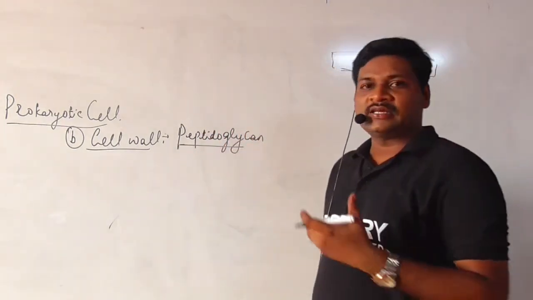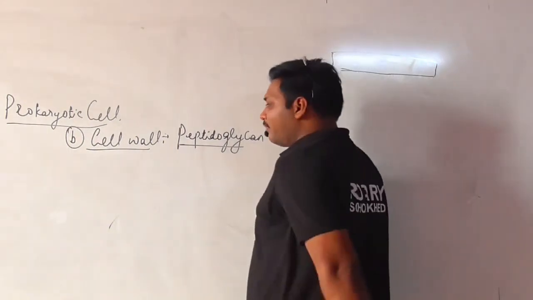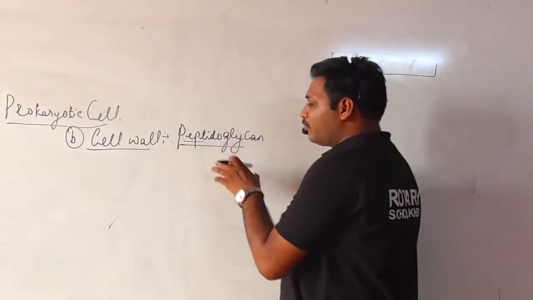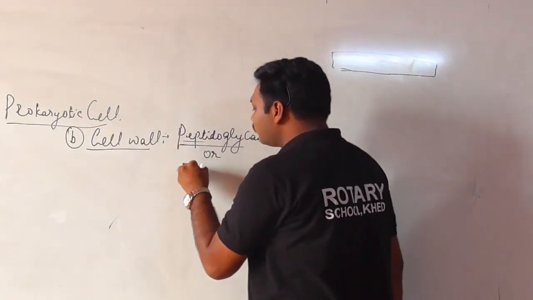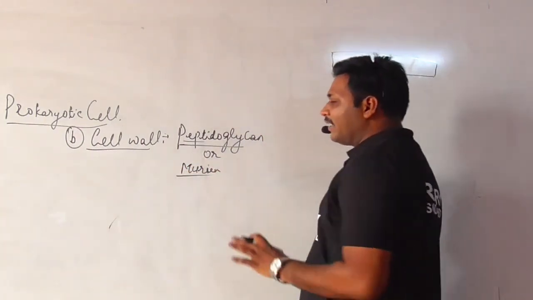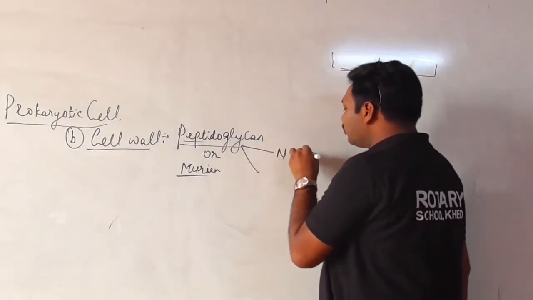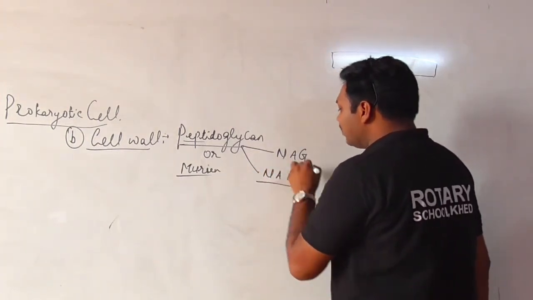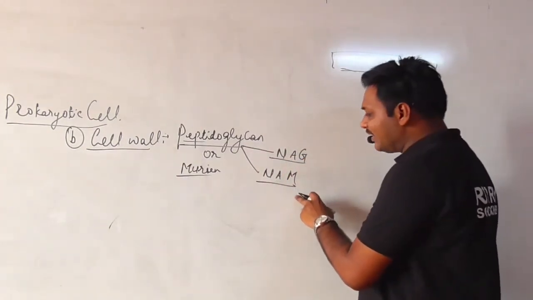Peptidoglycan is a complex kind of compound. Peptido refers to protein, and glycan means a kind of sugar. It is also referred to as murein. I have discussed that peptidoglycan is composed of two different cross polymers, N-acetyl glucosamine and N-acetyl muramic acid, that is NAG and NAM.